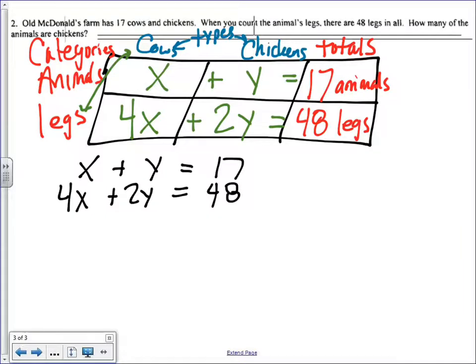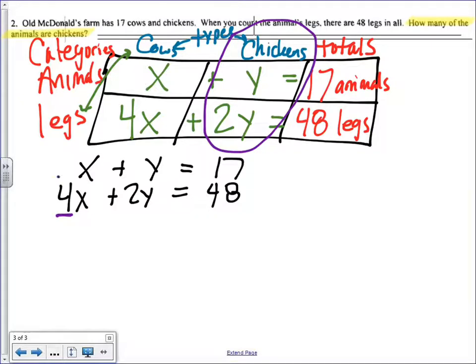All right, now, the other important thing we need to read here, the question asks us how many of the animals are chickens. So does it ask us to say how many of each animal do we have? No, it only asks us for the chickens. So in this problem, do I need to find out both X and Y? No. I need to figure out Y. I need to get Y by itself. So actually, I want to eliminate X in my system. Because if I eliminate X, and then I can solve for Y, I'm done. I only have to do one variable. I don't have to do both. So let's try to get rid of X.